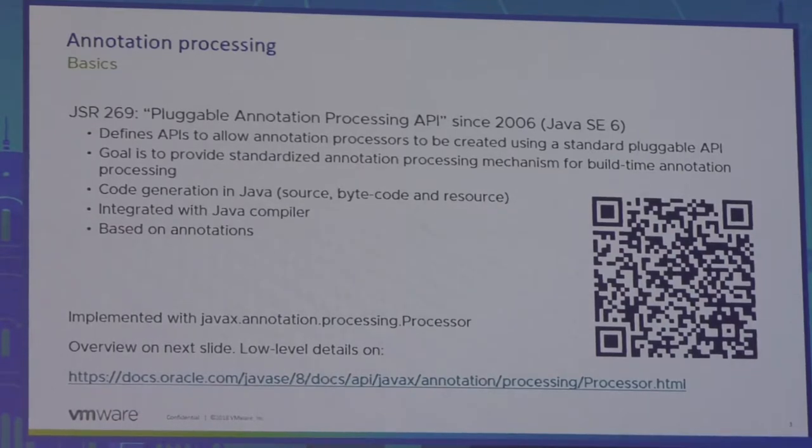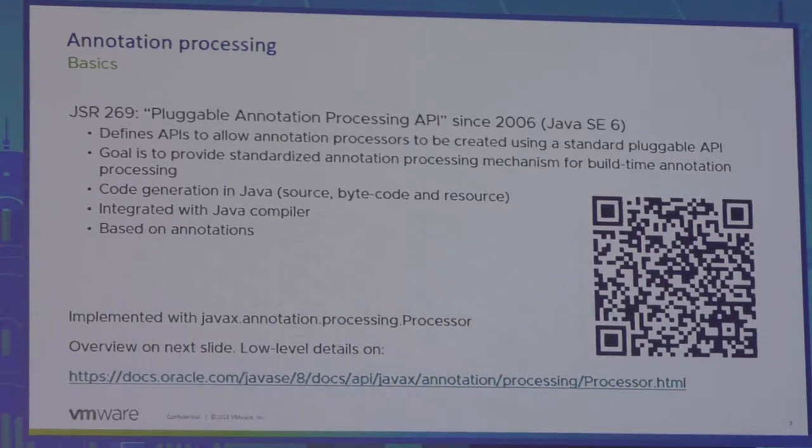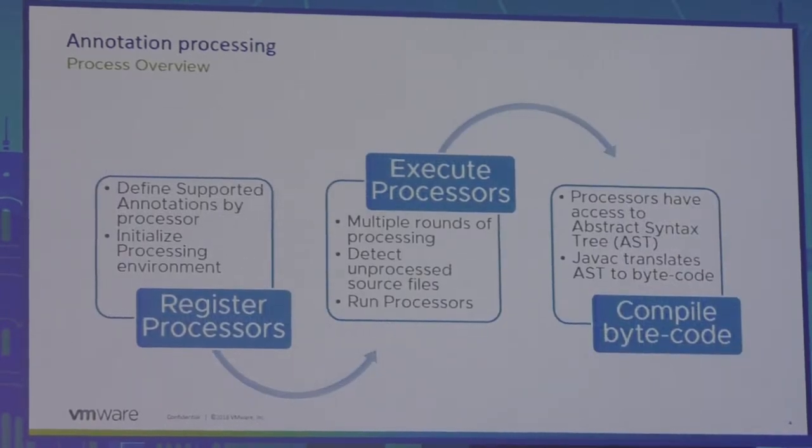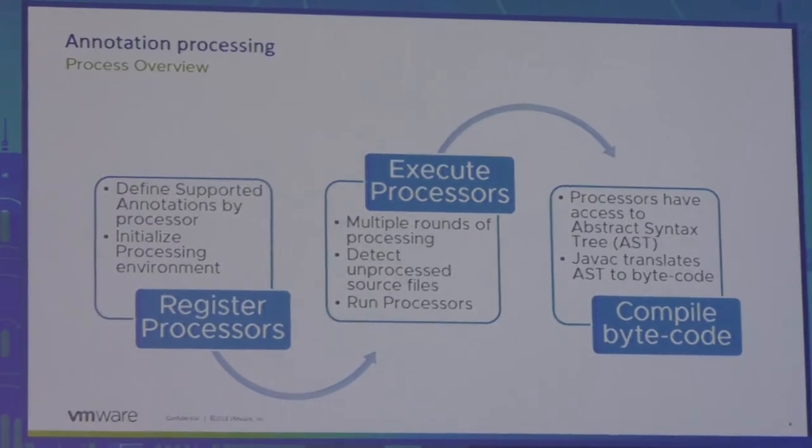To do that, you need to implement a processor. The QR code should point you to the API documentation for that. But I'll show you the overview, how that's done. So we have three steps. First is to register the custom processors, which defines what are the supported annotations by that processor. And then we need to initialize our environment.